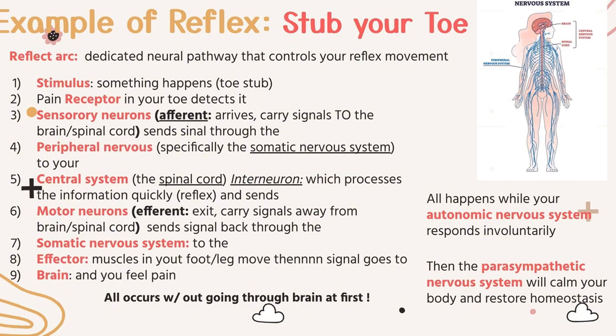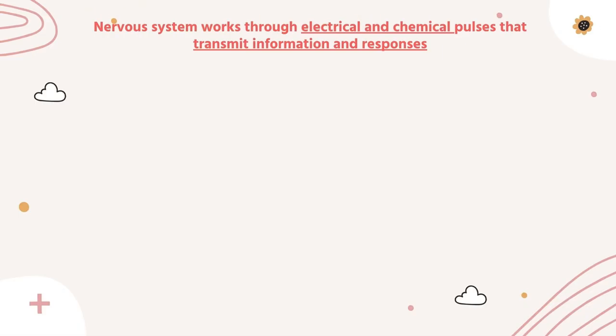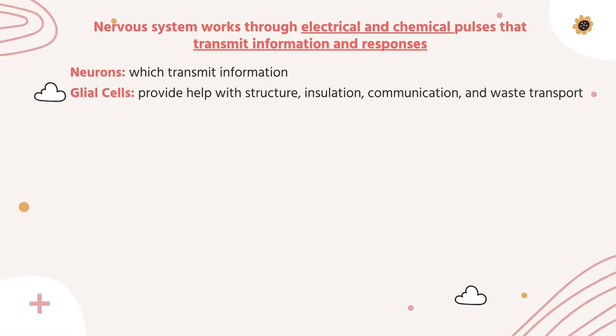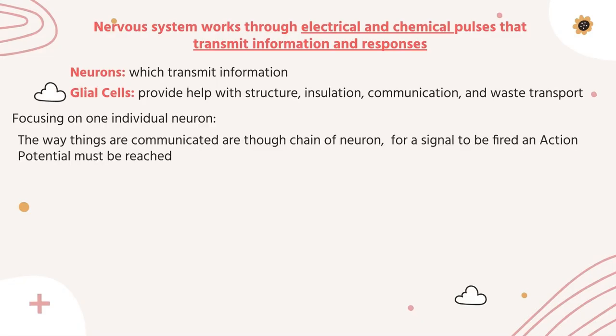Nervous systems work through electrical and chemical pulses that transmit information and responses. Neurons transmit information. Glial cells help with structure, insulation, communication, and waste transport. Focusing on one individual neuron now. The way things are communicated is through a chain of neurons.